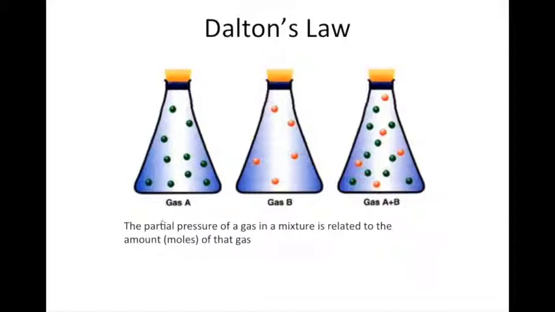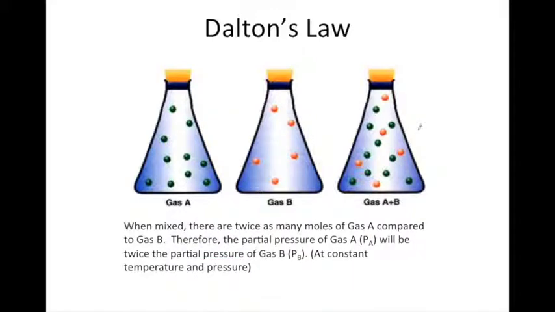Now the partial pressures, let's talk about that in a little more detail. The partial pressure of a gas in a mixture is related to the amount, or the number of moles, of that gas. So let's say that we have a mixture of two gases. Right here we have a mixture of gas A and B. And we have twice as many moles of gas A as we do gas B. So we mix those together, and the partial pressure of gas A in the mixture will be twice the partial pressure of gas B. So the more moles of a gas that you have, the greater the partial pressure of that gas.